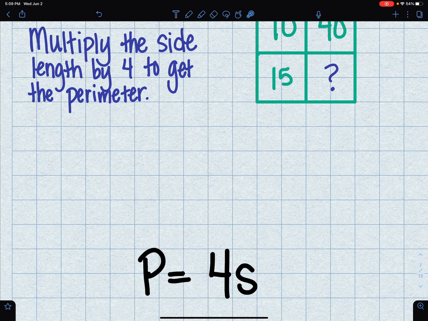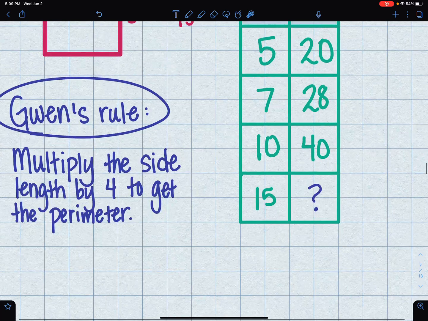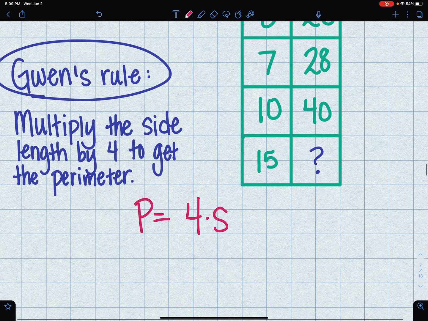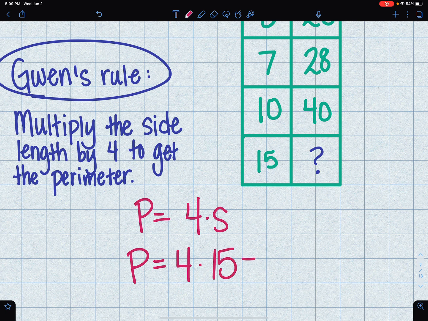Okay? So the number that should replace the question mark here, what's it going to be? Well, let's use her rule. Her rule is the perimeter equals 4 times S. You don't have to make that little dot for times. You can just say 4S, and it's the same thing. So the perimeter here is 4 times 15. And you can do that in your head probably because you've been so good at doing mental math. The answer is going to be 60. So 60 goes right here. If the side is 15, the perimeter is 60 according to Gwen's rule.